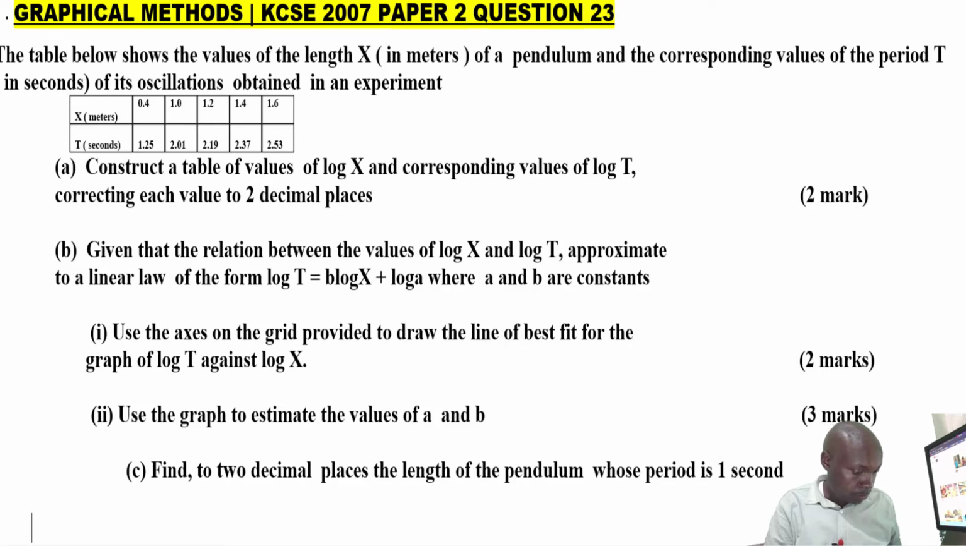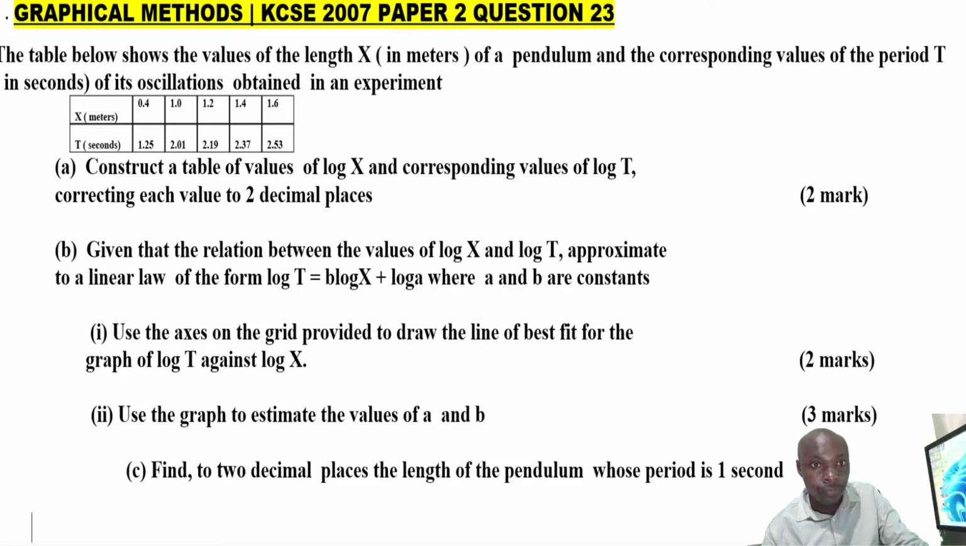T, seconds: 1.25, 2.01, 2.19, 2.37, 2.53. A. Construct a table of values of log x and corresponding values of log t, correcting each value to 2 decimal places. 2 marks.